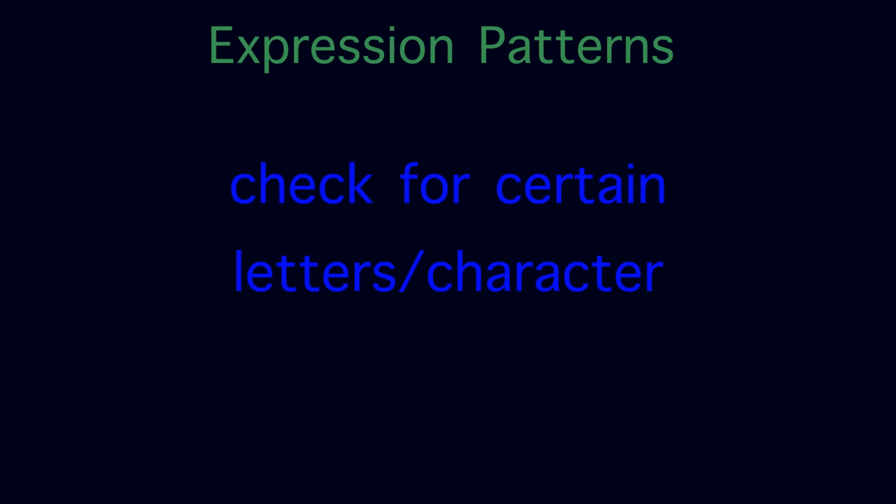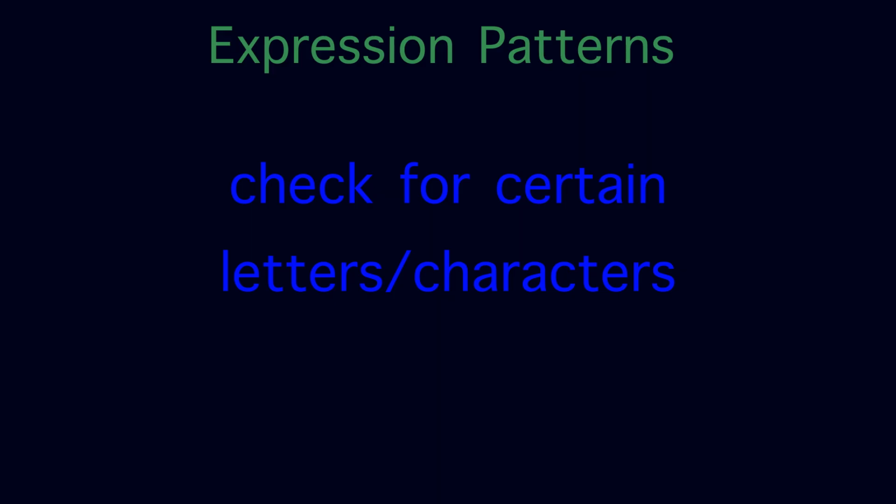First off, let's take a look at what are known as expression patterns. Expression patterns are where you can check for certain letters or characters. Usually, they will be in between brackets, as seen here. This pattern tells you that the character at this position must be one of the characters within the brackets, either A, B, or C. This next pattern, with a caret at the start of the bracket, tells you that the character must not be within the brackets. In this case, it can be any character except for A, B, or C.